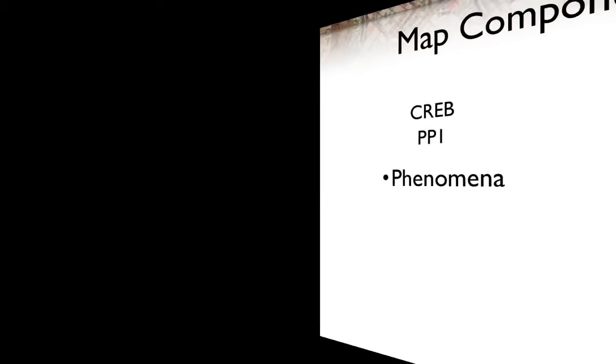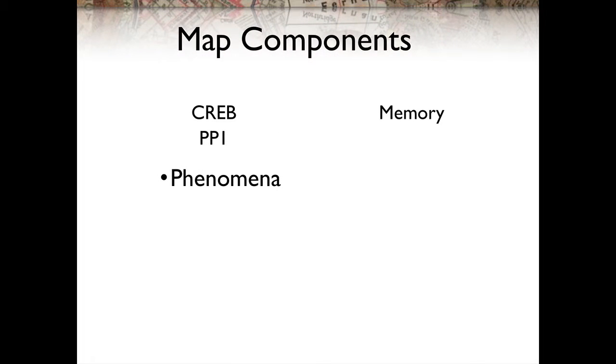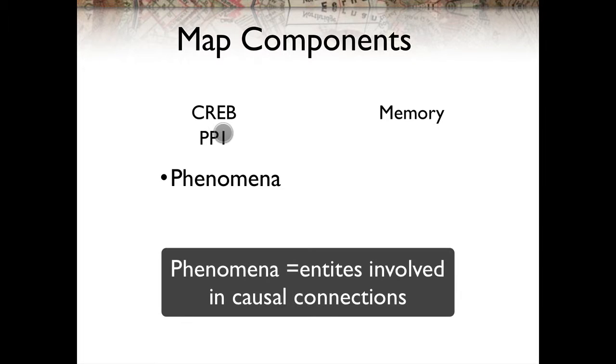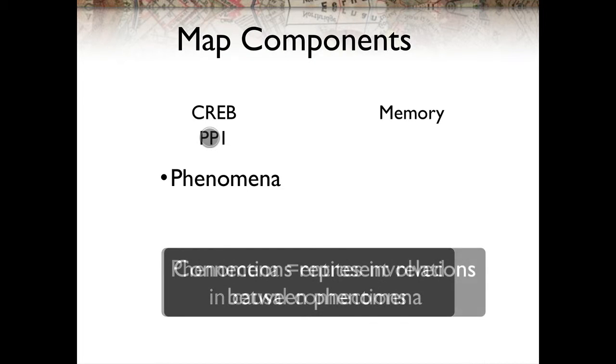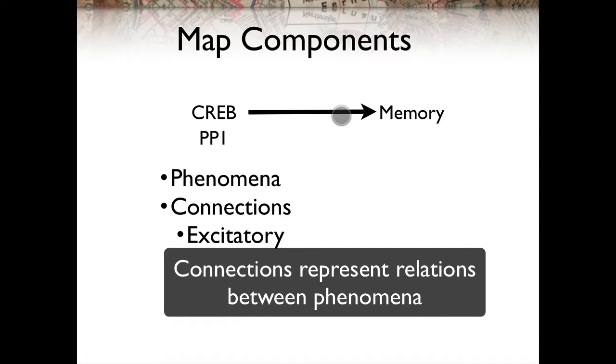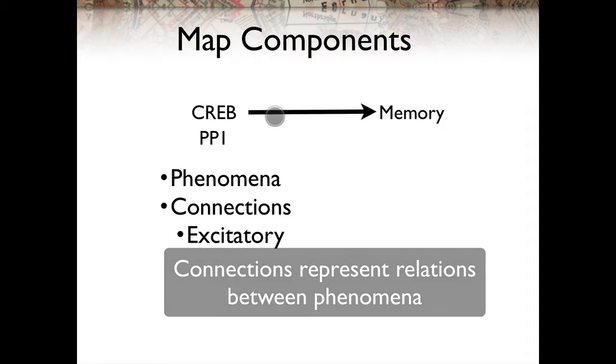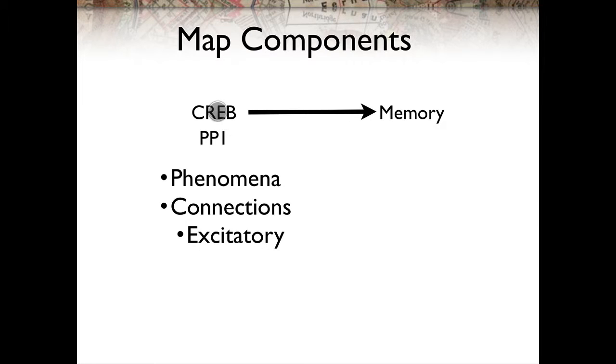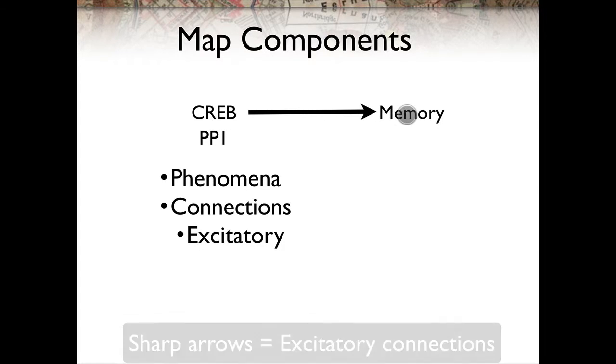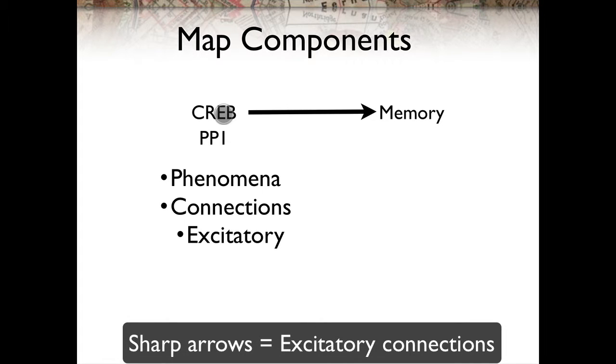So what's in a map? Well, one of the critical things in a map are phenomena, things that you are interested about. For example, this is the transcription factor CREB, this is memory, this is PP1, a phosphatase. So you have phenomena. In addition to phenomena, you have connections between these phenomena. For example, this is an excitatory connection. What does that mean? It means that more of CREB should lead to more of memory, less of CREB should lead to less of memory. So an excitatory connection means that one thing excites the other.